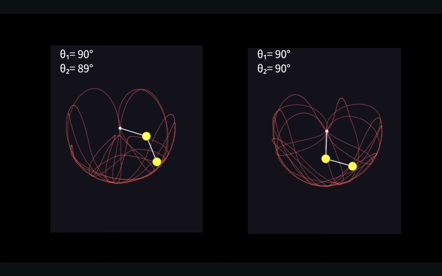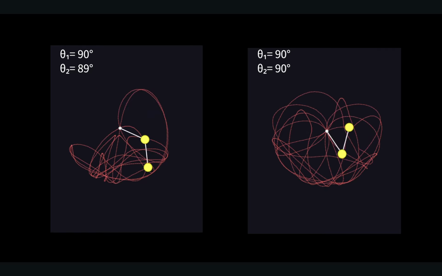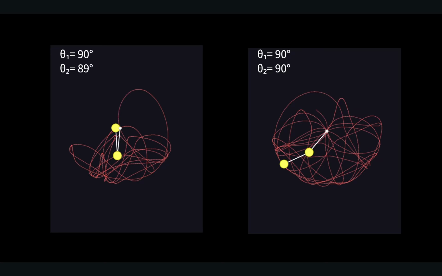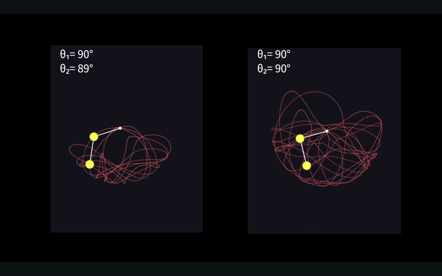Even though the initial states are almost identical, you will see that the trajectories stay close only for a short time. Eventually, the two motions diverge dramatically and follow completely different paths. This drastic separation from a tiny difference in initial angles is one of the signatures of chaotic motion.